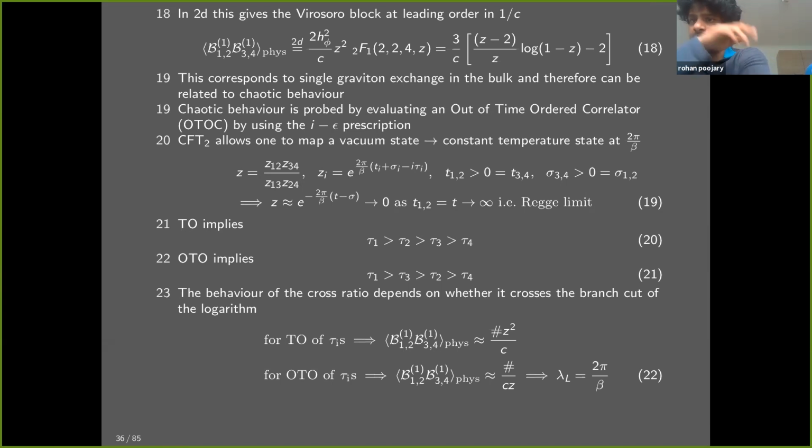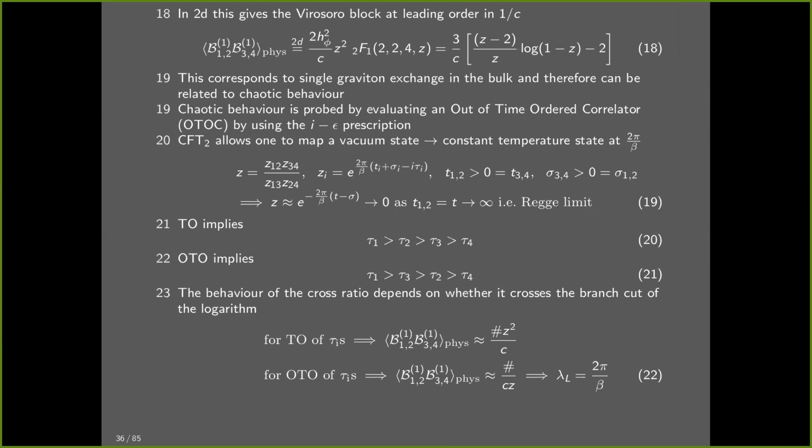z is the cross ratio, and after you've done the exponential map onto the thermal state, you'll get this 2 pi by beta behavior in the exponent. So that is basically the reason. It's known that the conformal block directly captures the chaotic behavior, and what you have basically shown is that the 2-point function in AdS is directly the conformal block, which is the 2-point function of epsilons, and therefore epsilon governs the chaotic behavior. It's an effective description of chaotic physics.